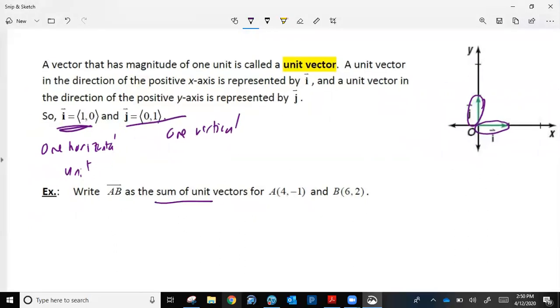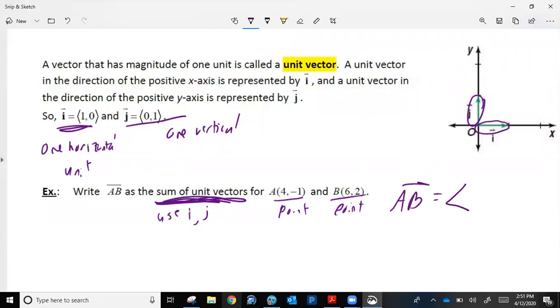Right, AB is the sum of unit vectors. That just means use i and j to denote these. This is a point. There's a parenthesis around 4, -1, and a parenthesis around 6, +2. I cannot add this up. I do not say 4 plus 6 is 10, -1 plus 2 is 1. These are not vectors. I can't just add and subtract the components. I need to know what is the vector between those 2 points.